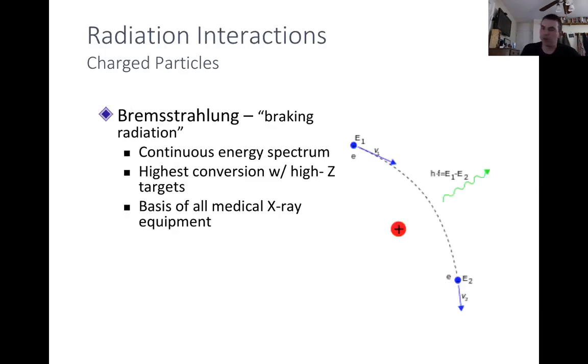Bremsstrahlung radiation is very important because it's the basis for all X-ray machines. So in that situation, it is useful. But in a situation where you're shielding from a high energy beta source, you do not want Bremsstrahlung radiation. You try to minimize that production because that would just mean a higher dose to you from X-ray production.